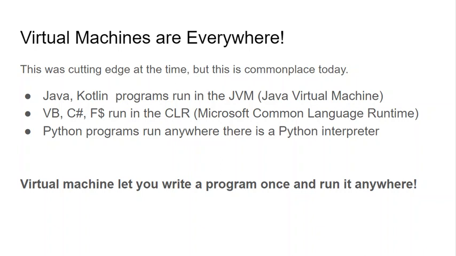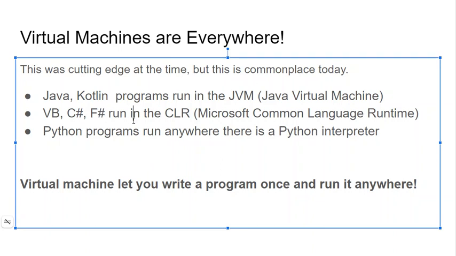So Java and Kotlin, which is a relatively new language, compile down to Java bytecode and get run by the Java virtual machine. Microsoft has its own virtual machine, the Microsoft Common Language Runtime. So Visual Basic, C#, F#, that's supposed to be F#, not F$, those languages compile down into a format that is run by Microsoft's virtual machine. And you can think about Python as a little bit, somebody will get on my case and say Python's not exactly the same thing, and it's not, but it's that same idea of taking your Python program and running it anywhere there's a Python interpreter.